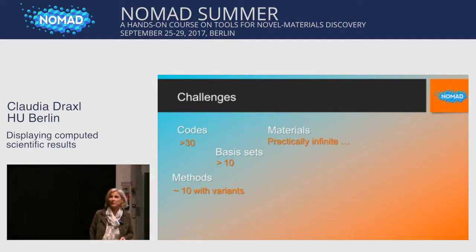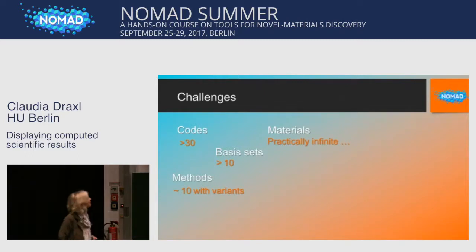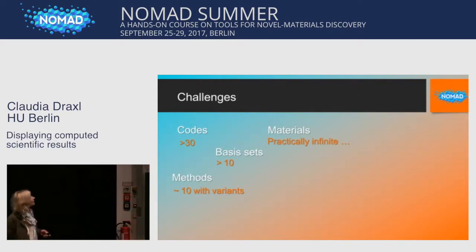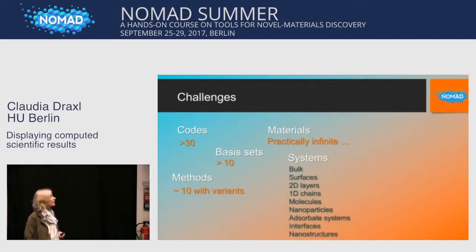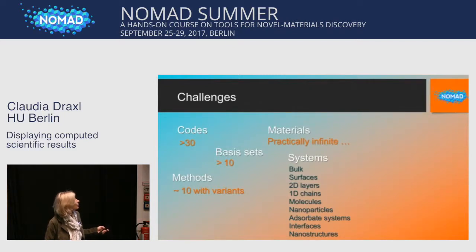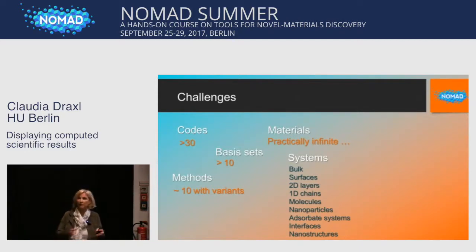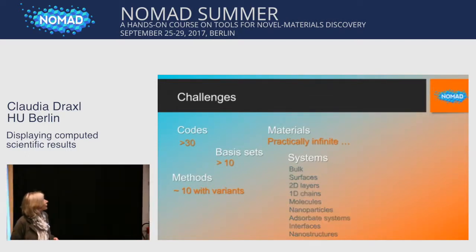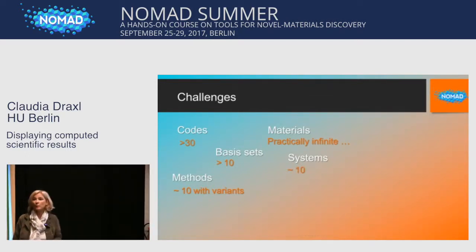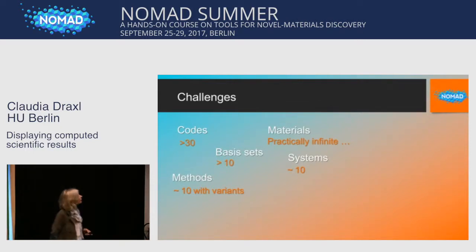Well, then we have materials. Materials are practically infinite. I think this was pointed out by Matthias well enough in the first day. Then we have systems. So materials can either be bulk crystals, could be surfaces, 2D layers, 1D chains, molecules, nanoparticles, adsorbate systems, interfaces, nanostructures, you name it. Could even be more complex systems like systems with different grains, complex alloys, things like that. So to keep the things short, let's say we have 10 different systems also.